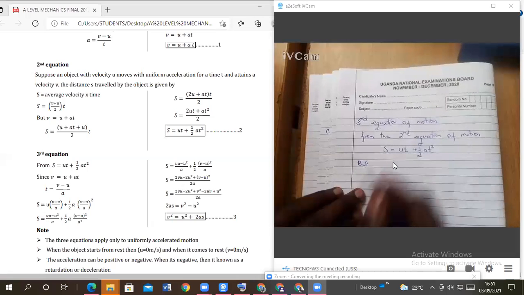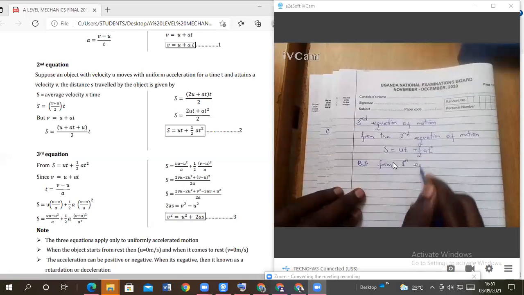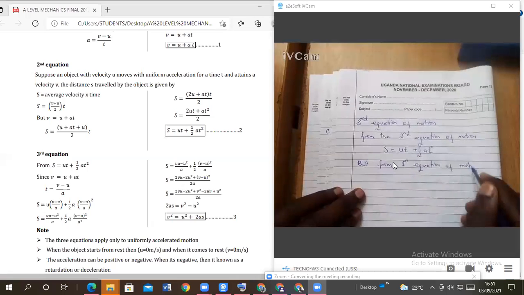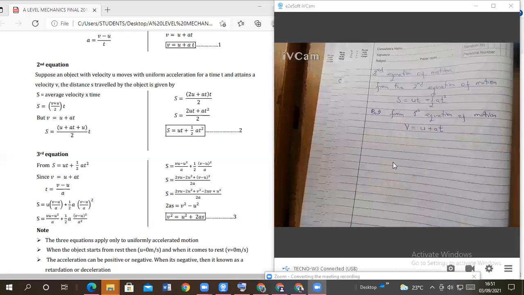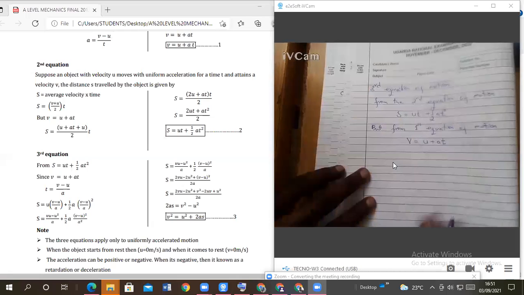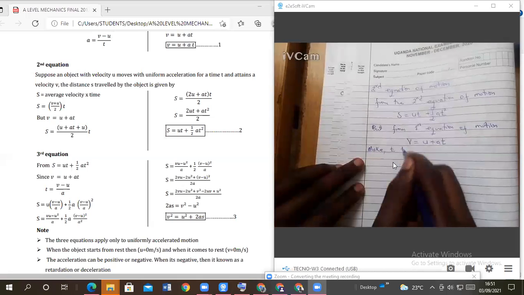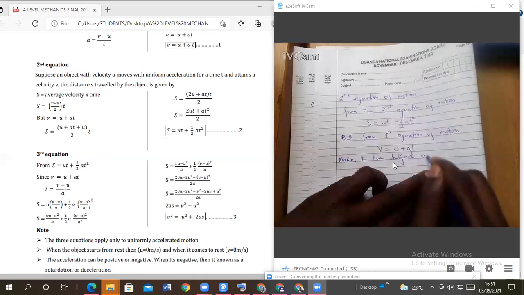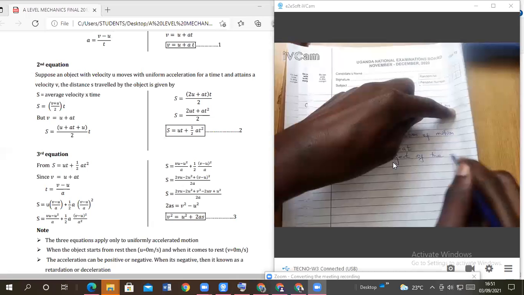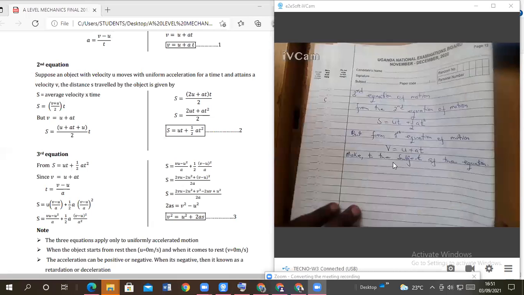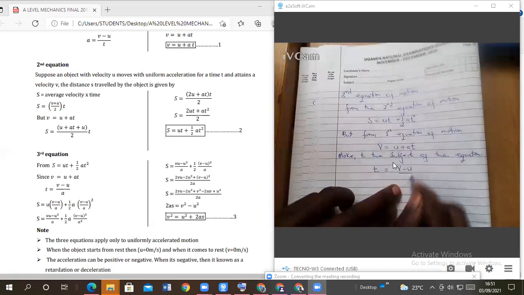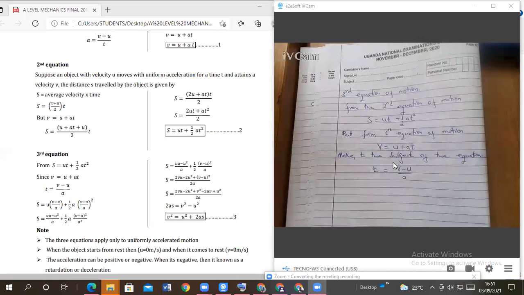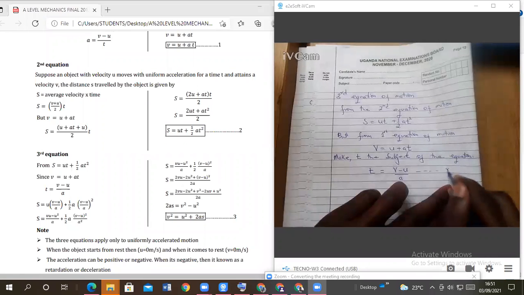But from the first equation of motion, V is equal to U plus AT. The only thing we are going to do here is make time the subject of the first equation. Make T the subject of the equation. When you make T the subject, we shall have T equals V minus U out of A, not so? Let's call this one our star.